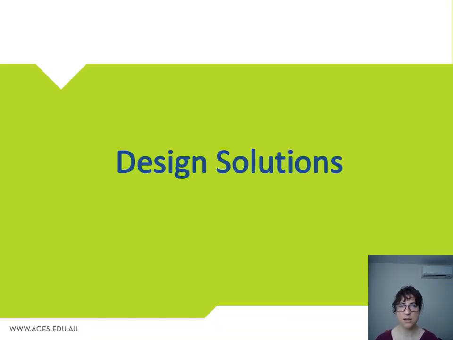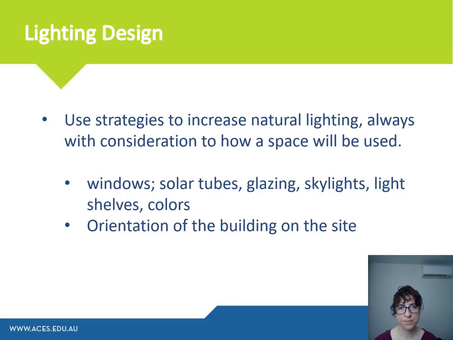So design solutions. This is where we really want to, at the design stage, use as much natural light as possible and avoid any of the big EMF hazards that can come along with electrical lighting. So in lighting design, using strategies to increase natural light, you always want to consider how you're going to use a space. Again, it goes back to that discussion with the client, to really get them to feel how they're going to use each room, because then you can see where the windows need to go in relation to the orientation of the build.